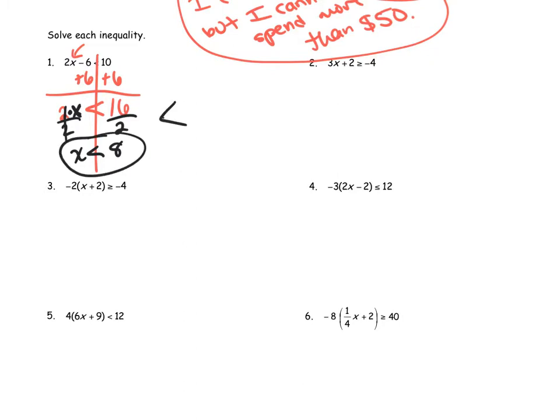If we were to sketch that, here's 7, 8, 9. Remember, because it's less than, there's no equals to on the bottom, so we get an open circle. The arrowhead is pointing to the left, so we would shade this way. That's if you wanted to create a sketch.